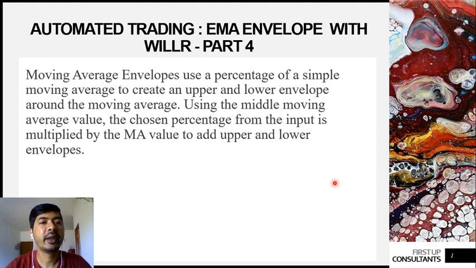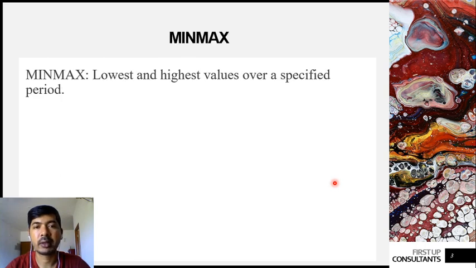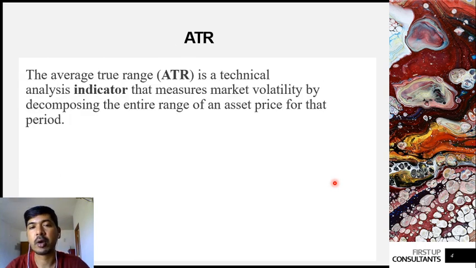Myself Vaibhav. In today's session of automated trading, we are going to finish off with the series of the EMA envelope with Williams percentage R. This is going to be most probably the last part and the fourth part of the series which we started last week. I hope you are well familiar with the functionality of the EMA envelope and the Williams percentage R. Then we are also using the min-max and the ATR for further optimizing the entry and exit points.